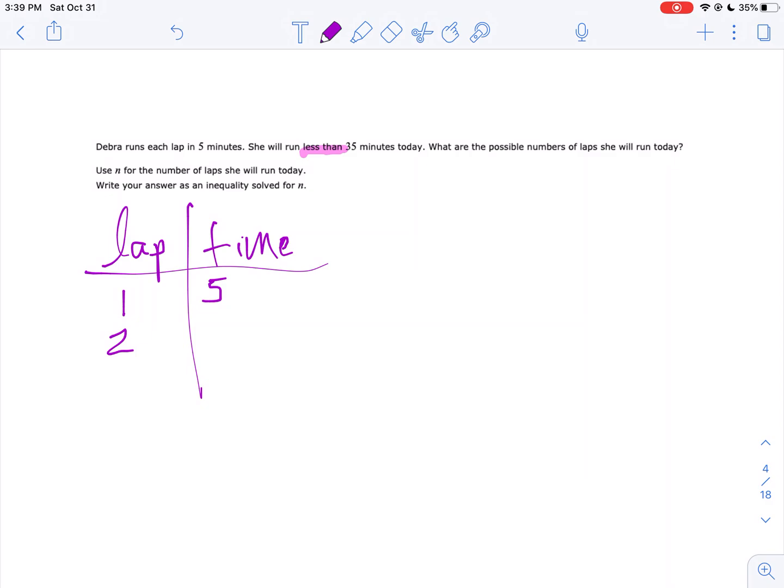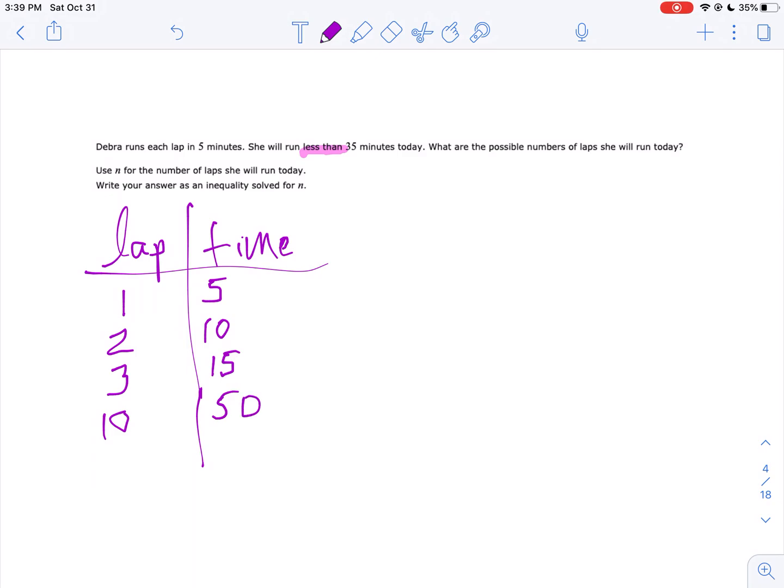How if she runs 2 laps? Well, 2 laps would be 5 plus 5 is 10. 3 laps would be 15. Do you see the pattern here? How about if you did 10 laps? What would you say? Hopefully you said 50 minutes.